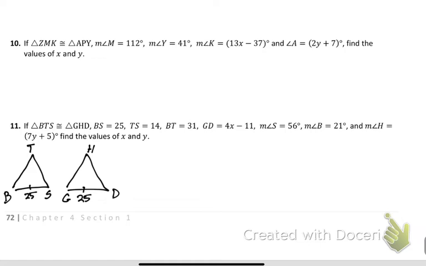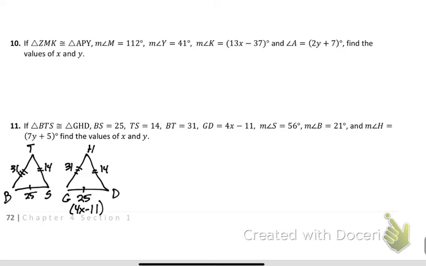Then it says TS is 14. Well, I'll put a double mark on there as 14, which would make our HD also 14. It gives us BT is 31. I'll put a triple. BT is 31, which would make HG 31. Then they must give us some other information. So they said GD equals 4x minus 11. So this one right here would be 4x minus 11.